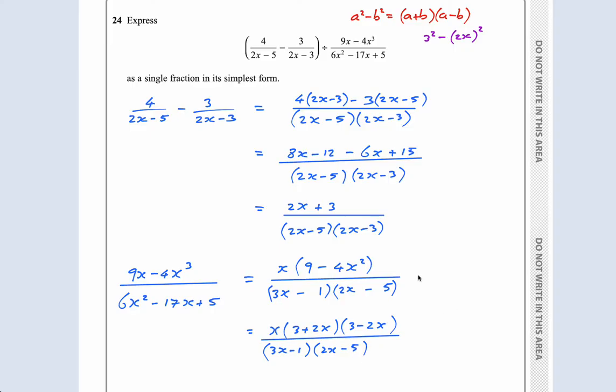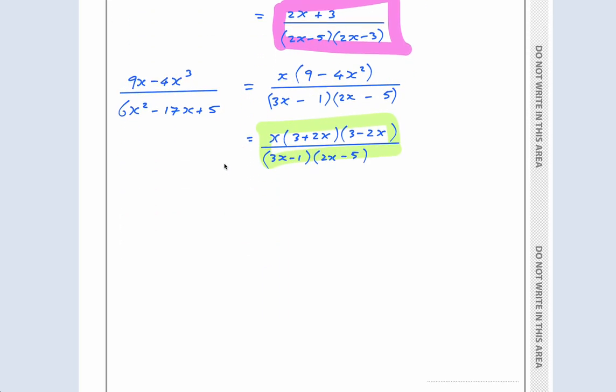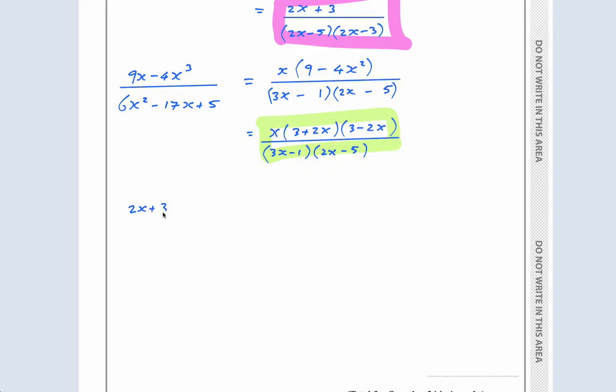Okay, right, now it says this, let me get out my highlighter again. It says this, which is this, divided by this, which is this. So I'm going to do pink divided by green. So 2x plus 3 over 2x minus 5 times 2x minus 3. That's pink. Divided by green.